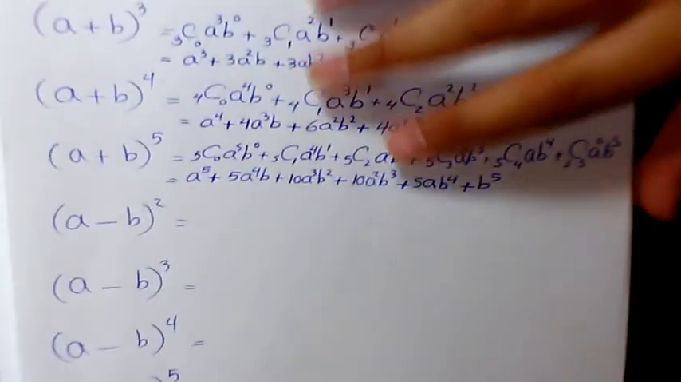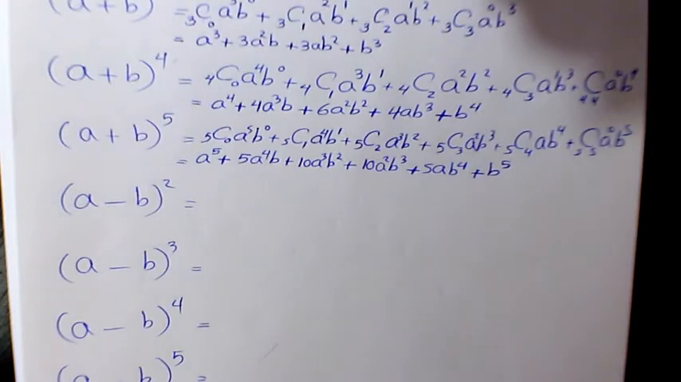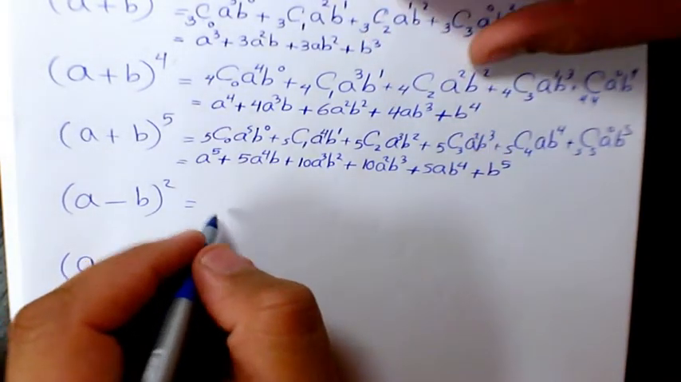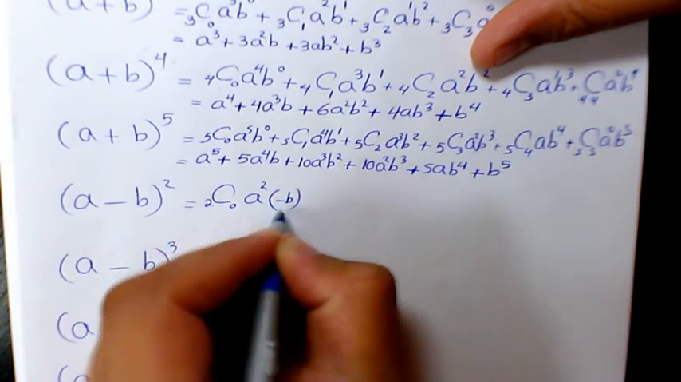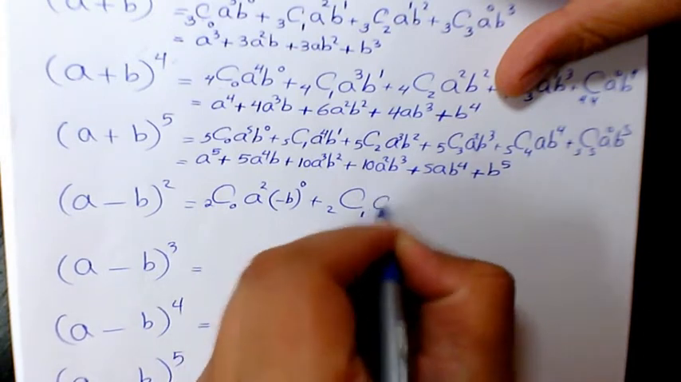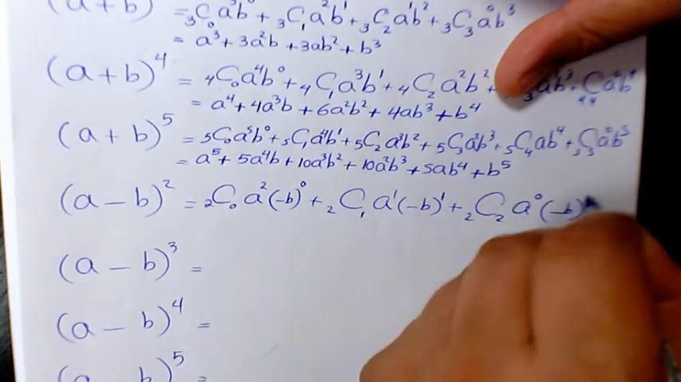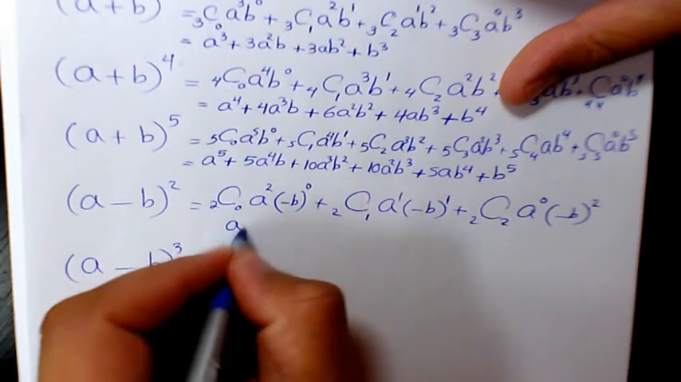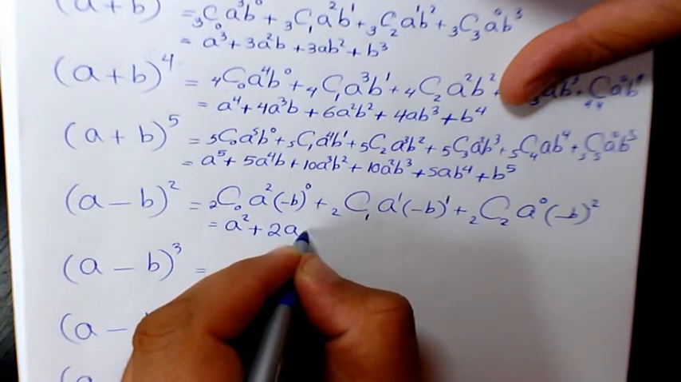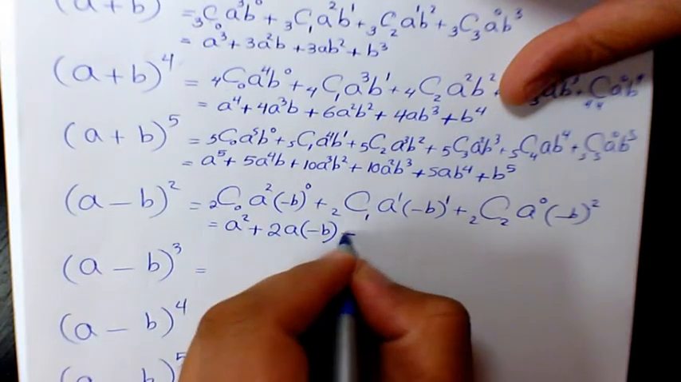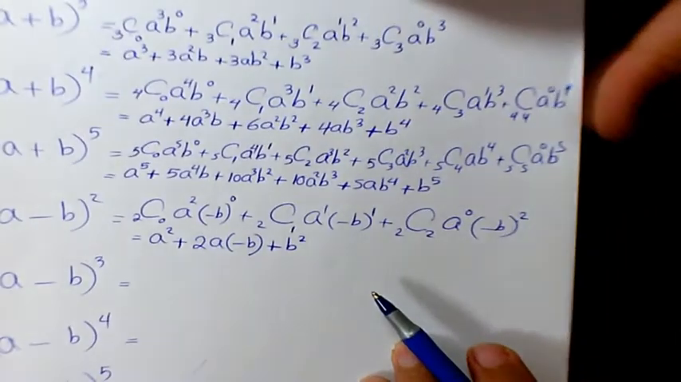Next example. In this example, the first term is a, the second term is negative b, because in reality it's a plus negative b, to the power of 2. So that's going to be 2c0 a to the power of 2 (negative b) to the power of 0 plus 2c1 a to the power of 1 (negative b) to the power of 1 plus 2c2 a to the power of 0 (negative b) to the power of 2. So this one is 1, this one is 1, so a squared plus 2a times negative b plus 1 times (negative b) to the power of 2, which is going to be just b to the power of 2, because any negative number to the power of an even number is going to be positive.